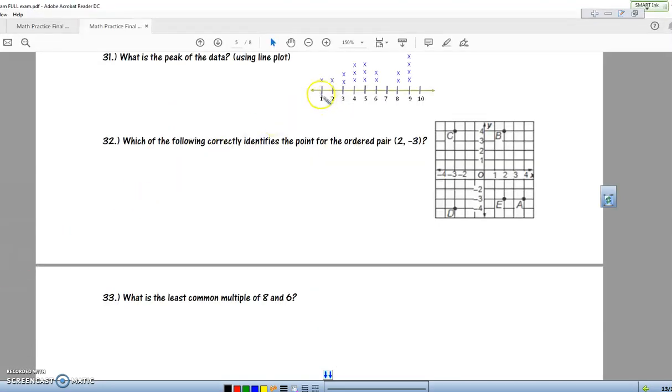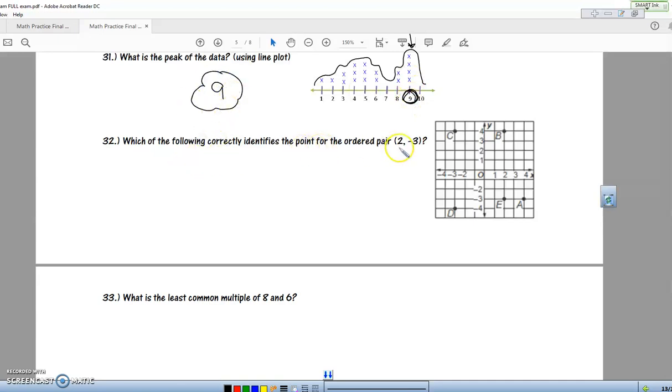What is the peak of the data? So what I do with these, just so I could see it, remember we're going to think of a mountain peak. So I'm just going to draw a line over these, and I'm going to say, okay, where is the peak of the mountain? It's right here. This is my peak. And you're doing it with the number, not how many x's are there. You're not saying the peak is 4. You're saying the peak is 9.